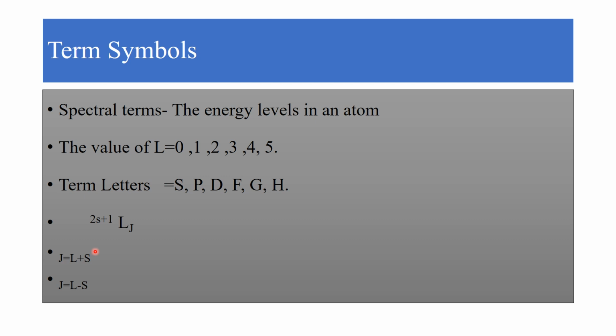Electrons are allowed to occupy degenerate orbitals so as to retain parallel spins as long as possible. The maximum J value, that is L plus S, for the ground state is selected if the subshell is more than half filled, and the minimum J value, L minus S, if the subshell is less than half filled, and J equal to S if the subshell is half filled.